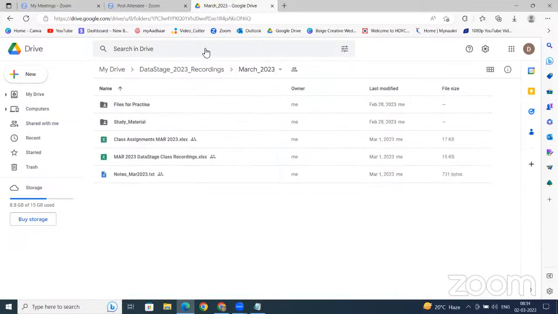So that's it, guys. In tomorrow's session, we'll continue with DataStage. We'll jump into DataStage, since we have discussed data warehousing concepts. Any questions for me, guys? Any questions?